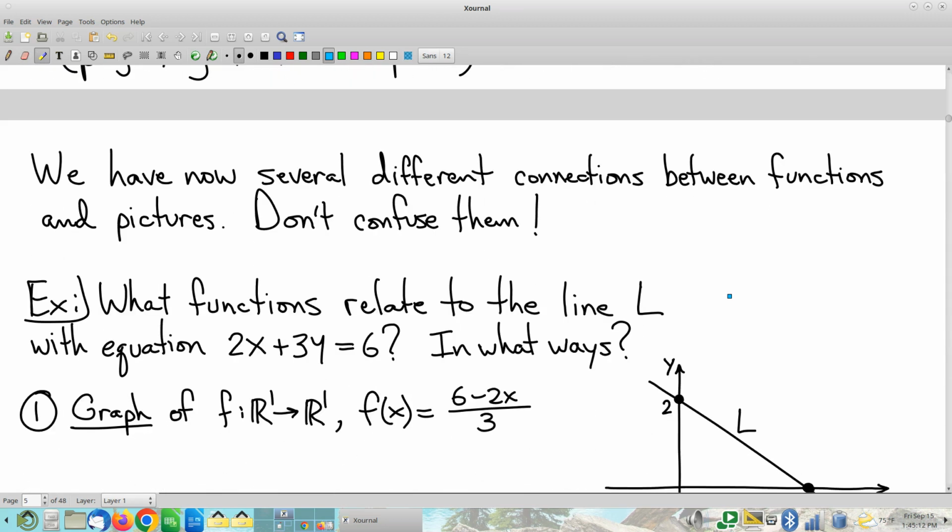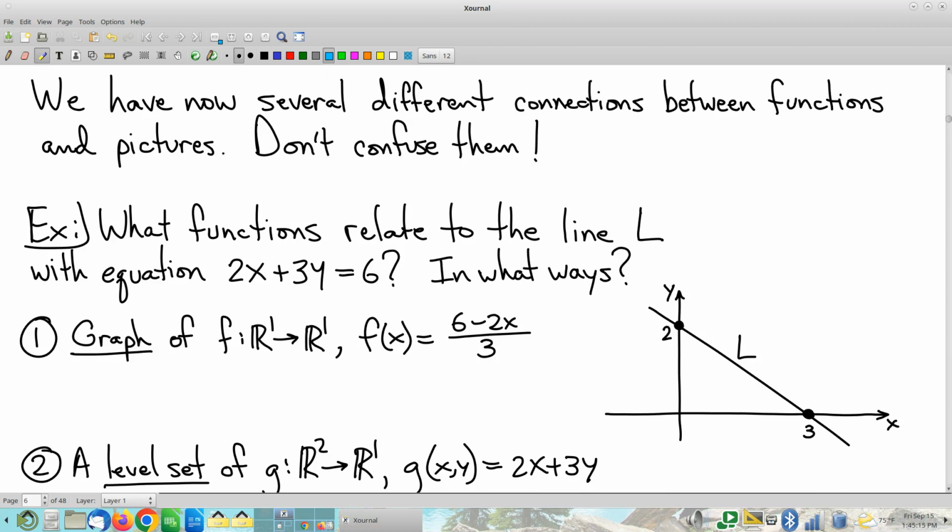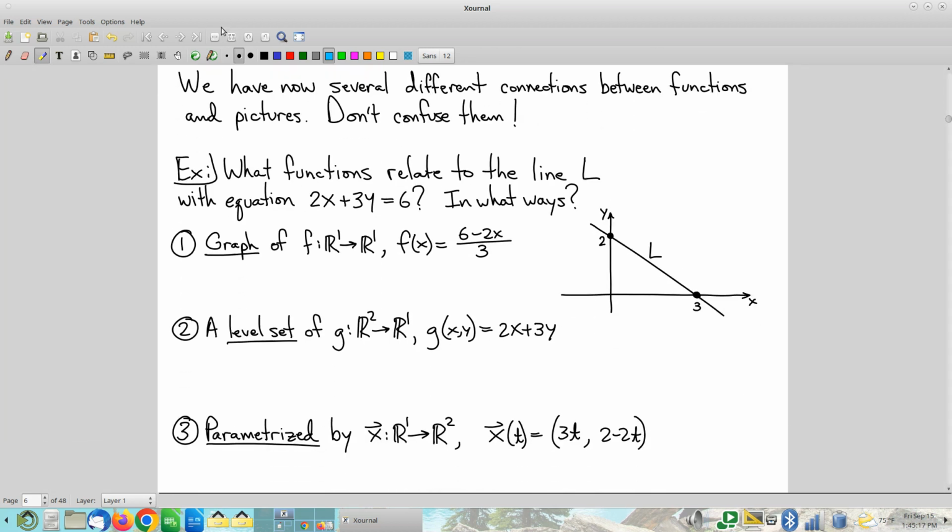Now we've talked about several different ways to draw pictures representing a function. You can draw the graph of a function, you can draw a level set, or typically several level sets of a function. And there's another thing: you can talk about what function parameterizes your curve. So there are several different ways that you can either have a picture and find an associated function, or have a function and make some associated picture. And for a lot of this, we've been thinking, given a function, what are the pictures?